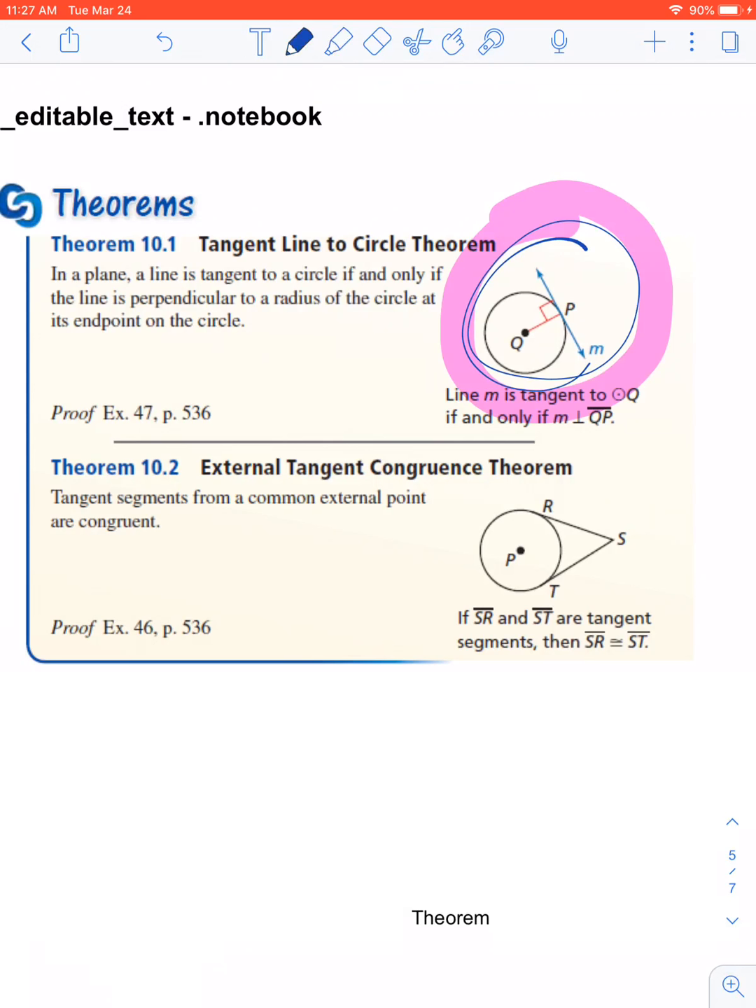And in the exterior tangent congruence theorem, tangent segments from a common external point are congruent. So it means RS and RT are congruent. And those are usually the easier problems. Theorem 10.1 problems are the ones that cause a little bit more stress. But if you can do Pythagorean theorem, you're just fine.